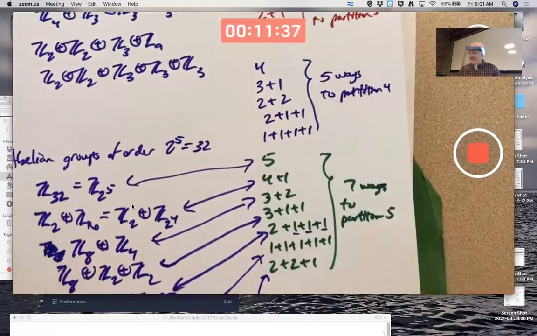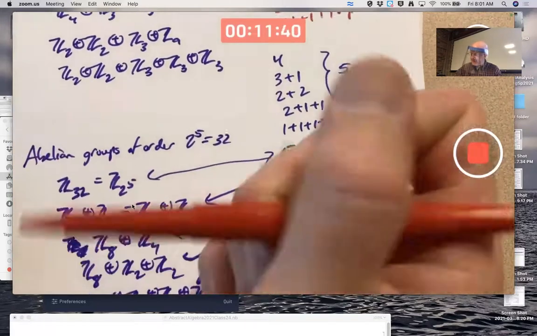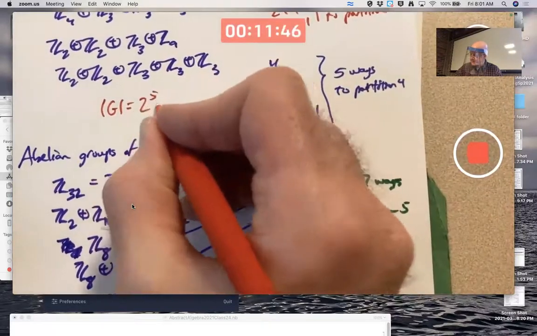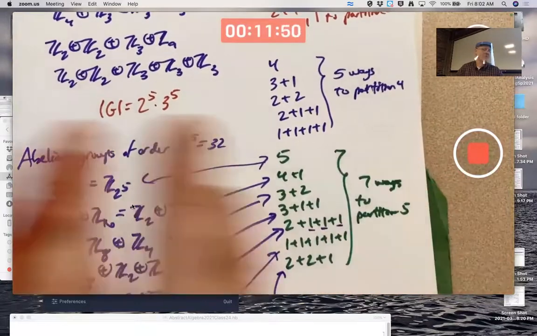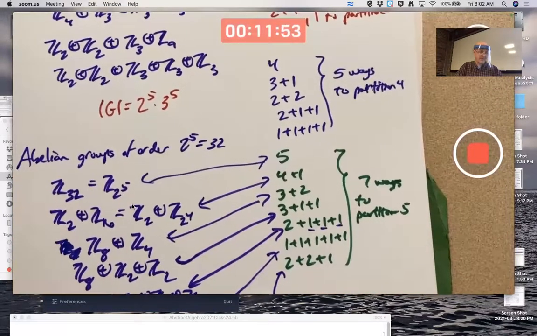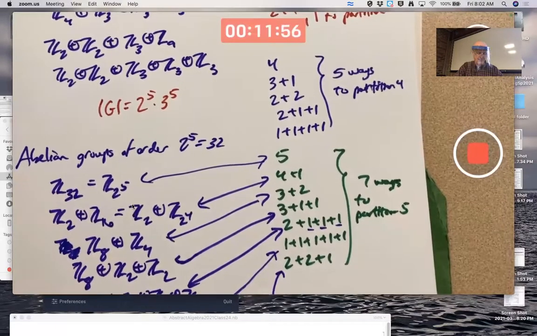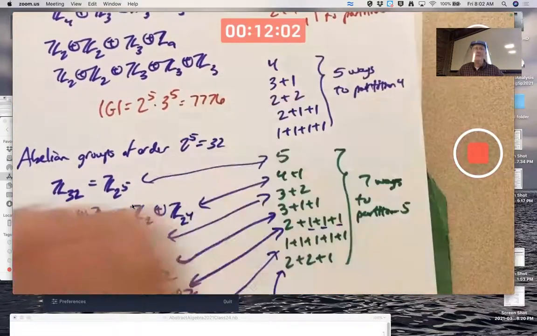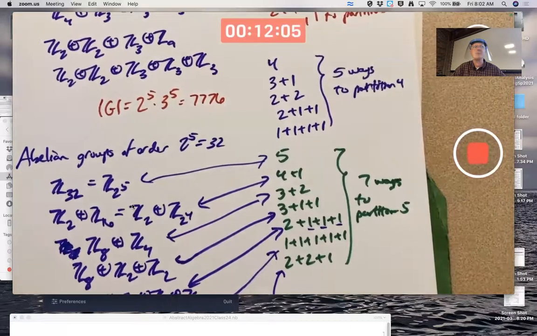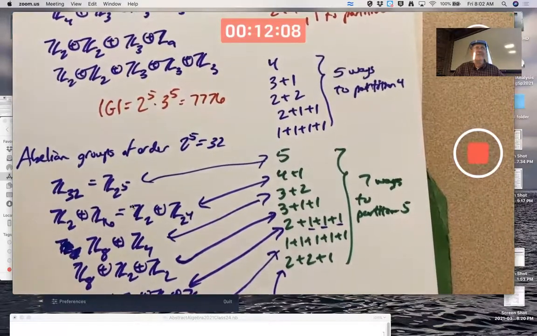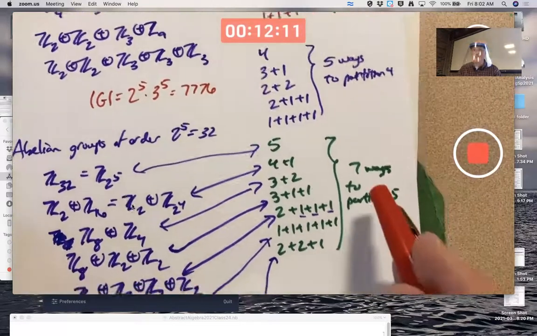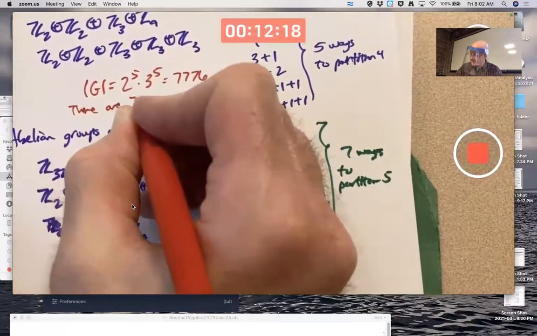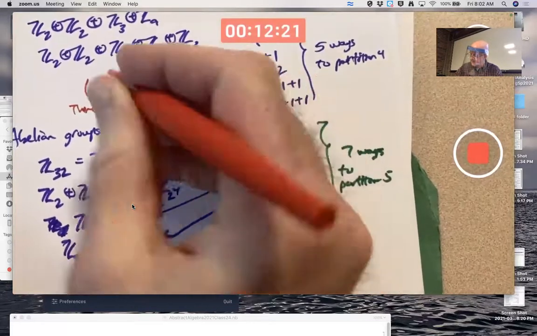What if we had, I'm not going to write them all down, but what if our group G had order, well, how about 2 to the fifth times 3 to the fifth? Whatever that turns out to be. Well, let's go ahead and figure it out for fun. 2 to the fifth is 32. 3 to the fifth is 243. This is order 7,776. How many abelian groups of order 7,776 would there be? Yeah, 7 times 7. There are 7 times 7, 49 abelian groups of this order.